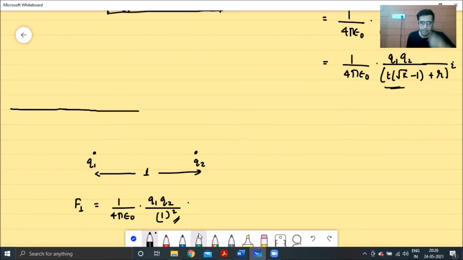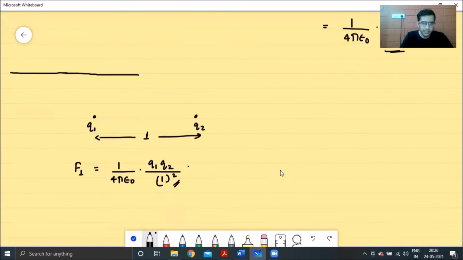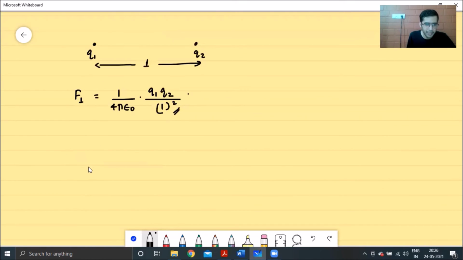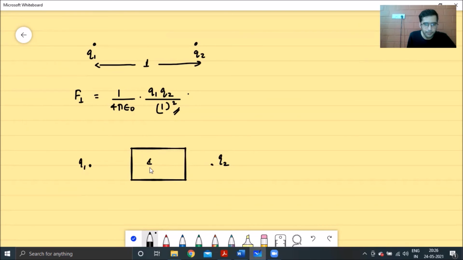1 whole square. That will be the force acting between these two charges, right? And now, according to the second condition given in the question, in between the two charged particles, a dielectric slab of thickness 40 centimeters is introduced between them. And the dielectric constant is not given. That's what we need to find out over here.